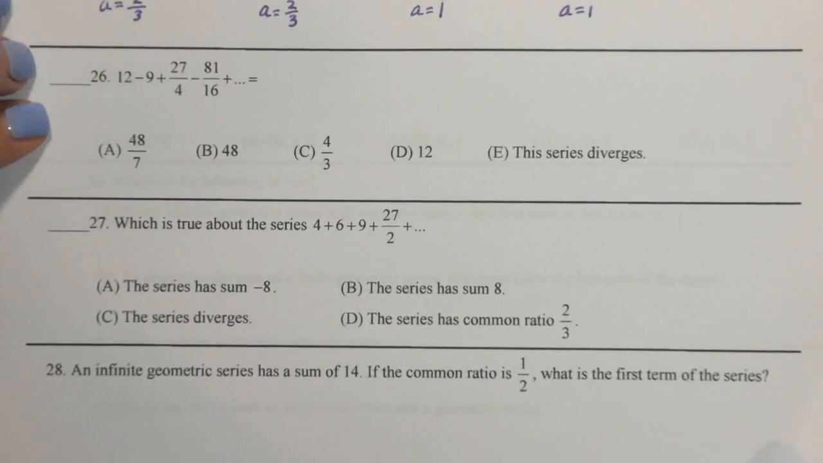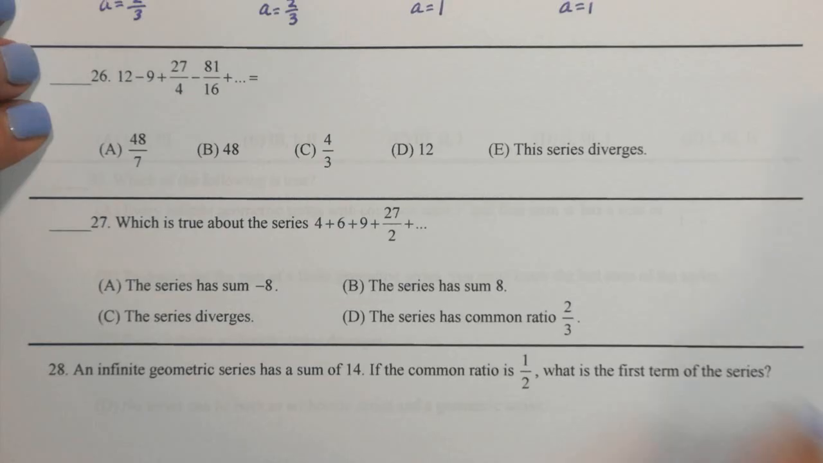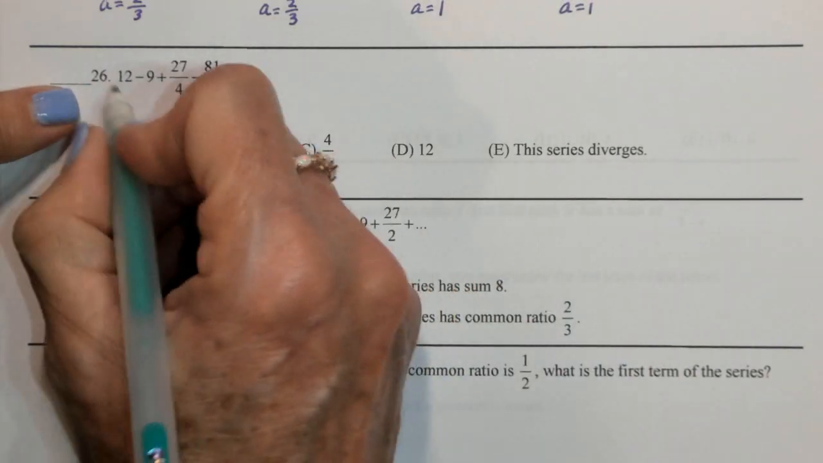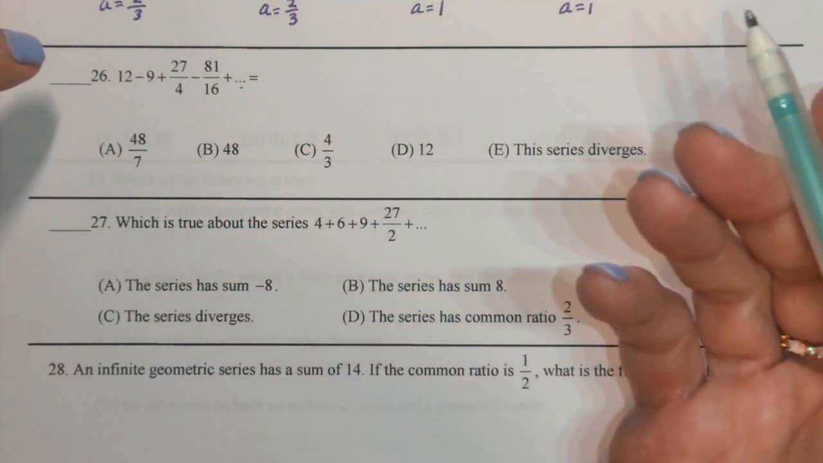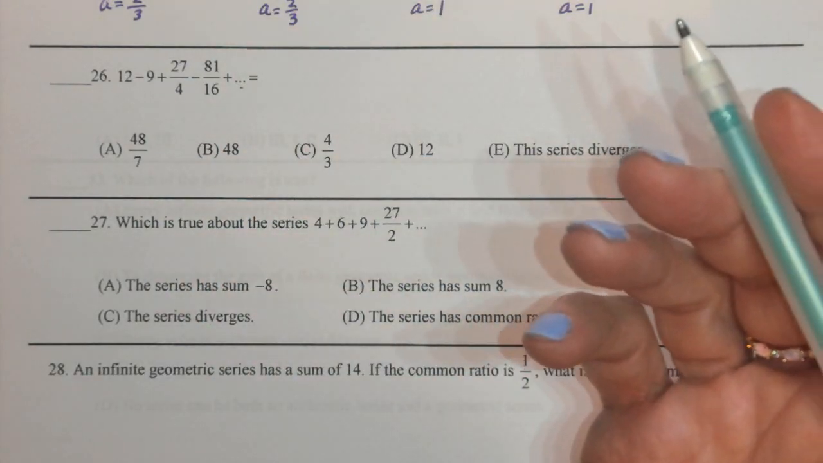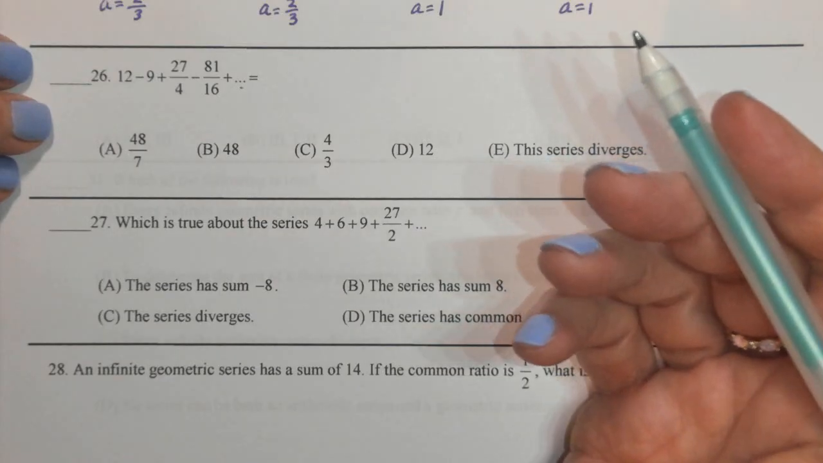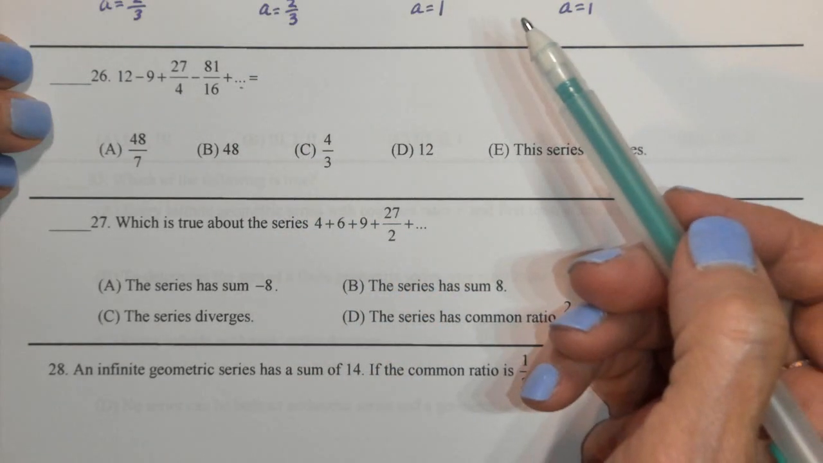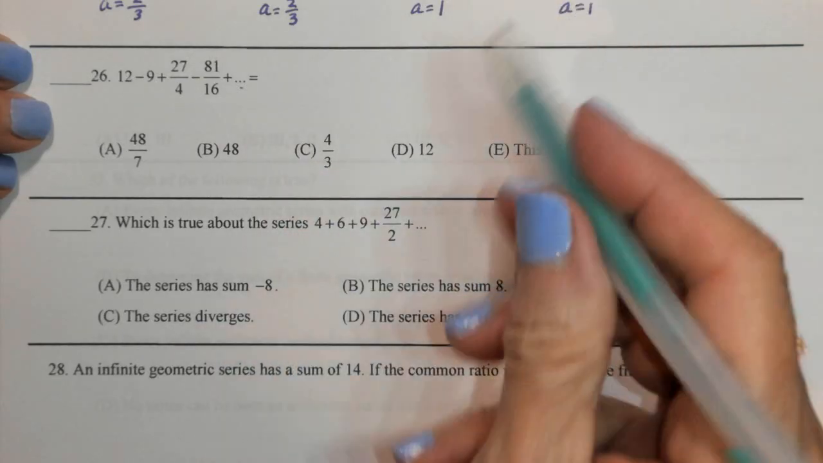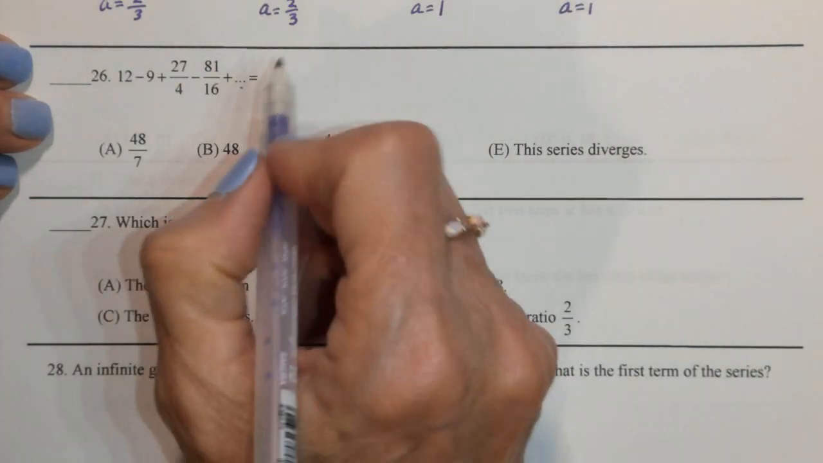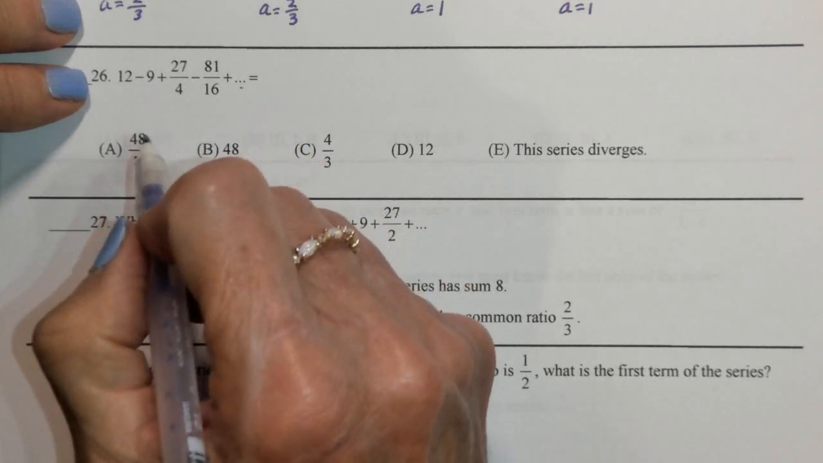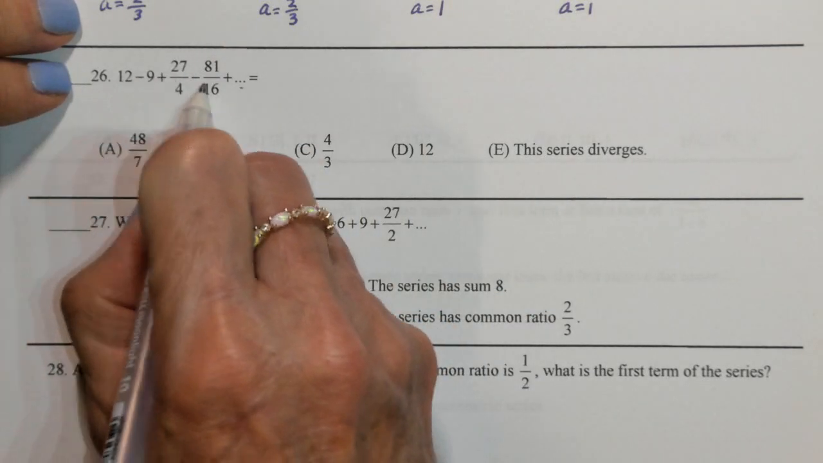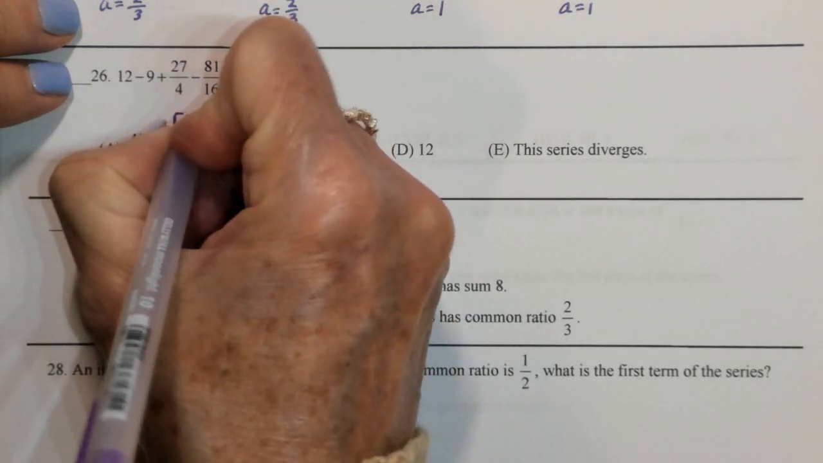Number 26. All right, back to our infinite sums. This is an infinite sum. It must be geo, otherwise we wouldn't be able to find the sum. FYI, in calculus we'll be able to find sums of some infinite series that are not geometric. But for this year, for right now, this must be geometric. So what is the common ratio? What are we multiplying by each time? It's alternating in sign, so I know r will be negative.